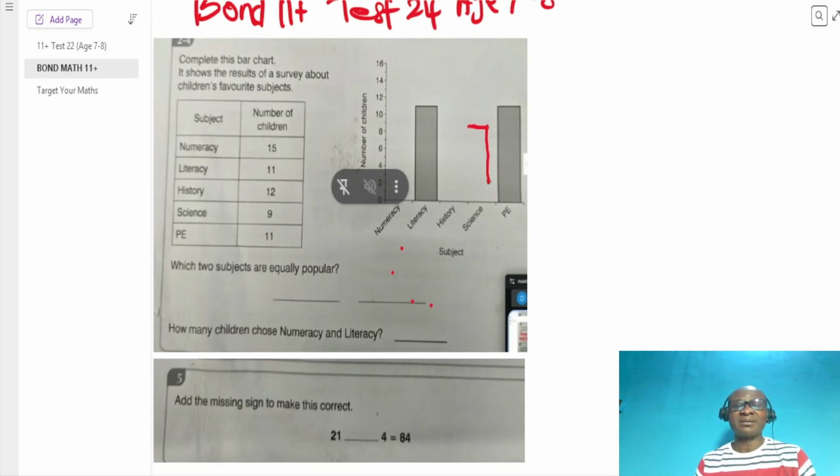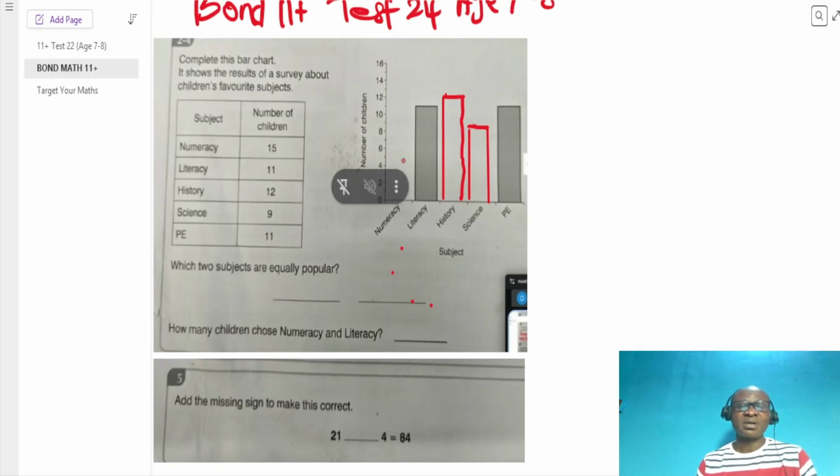You bring it down. So I stopped at 9. Did you hear me? Yeah. So the next one, history. How many are there in history? 12. You go to 12. The one you are seeing now is literacy, which is 11. 12 is a small line above it. So you trace it down, making your rectangle. You are meant to use your ruler to do it so that it will be straight.